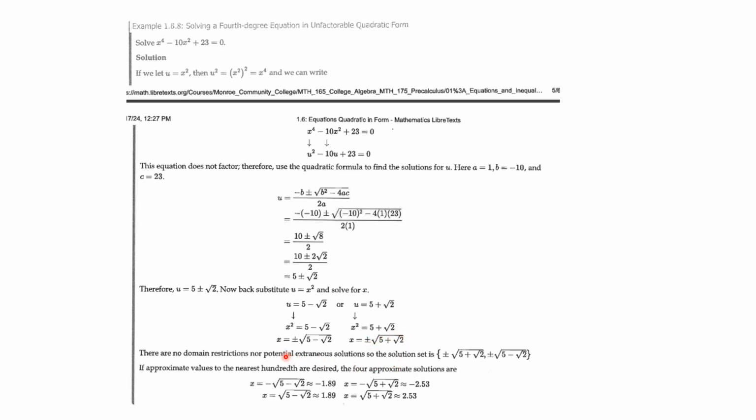And so when I take the square root, I'll find that x is equal to plus or minus the square root of 5 minus the square root of 2, or is equal to plus or minus the square root of 5 plus the square root of 2. So there are 4 solutions, and you could plug these into a calculator and find out that x could be minus 2.53, or could be plus 2.53 approximately.